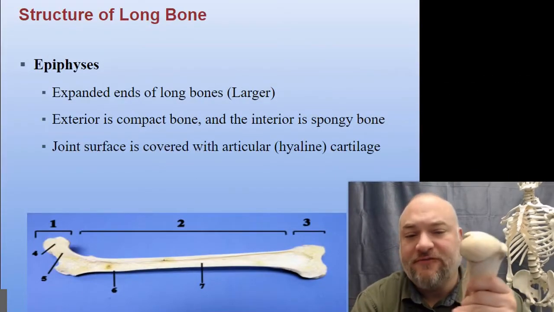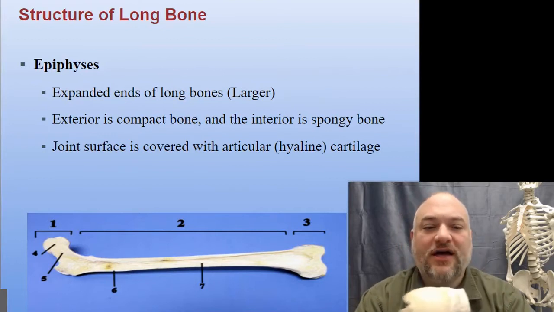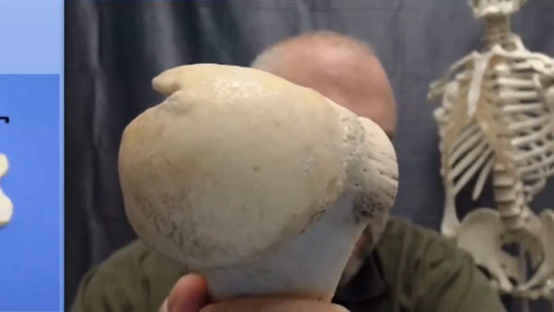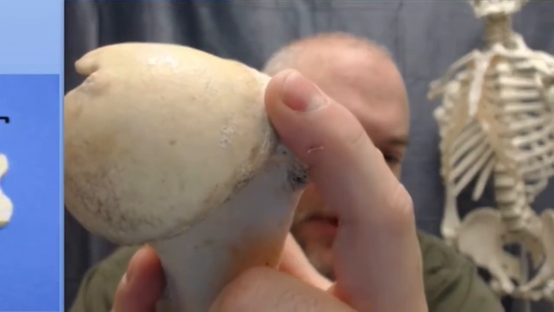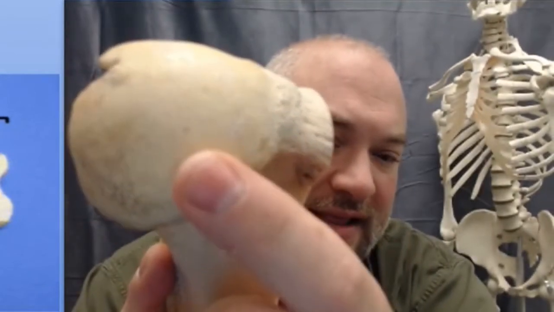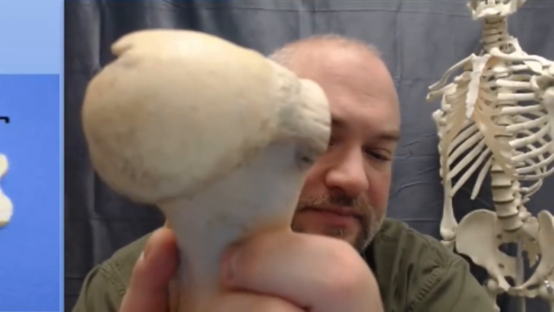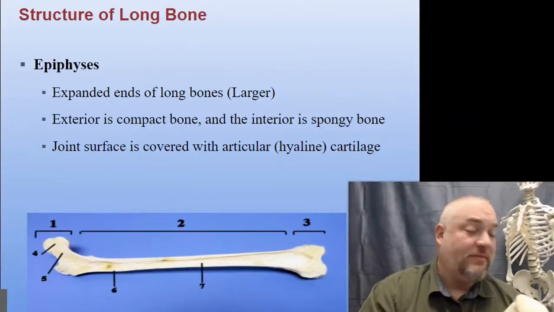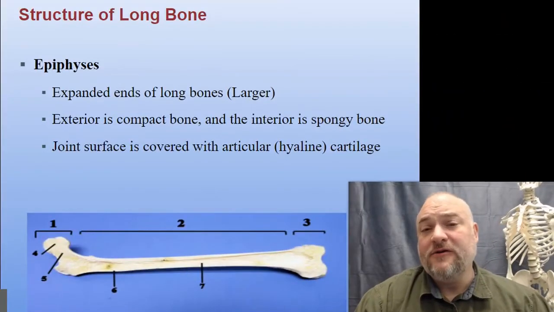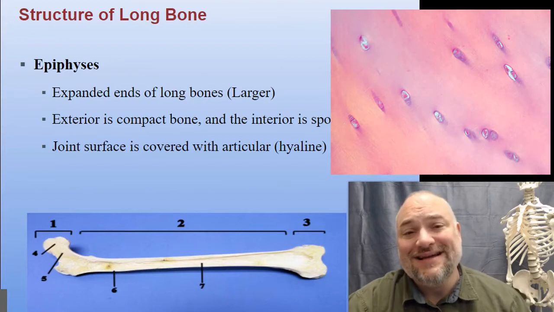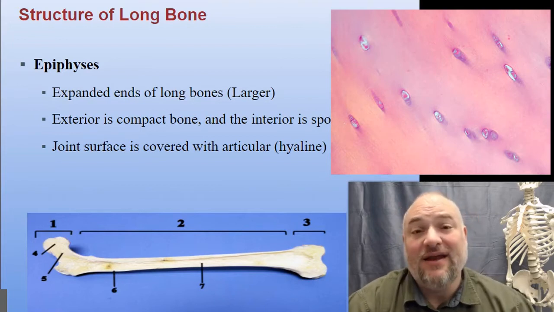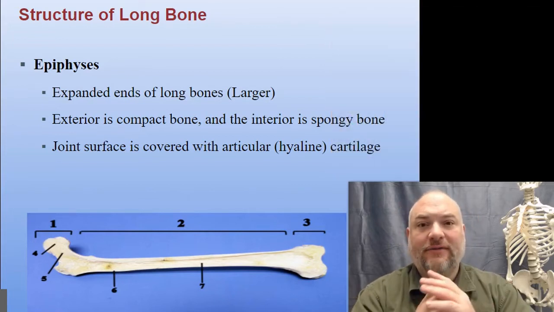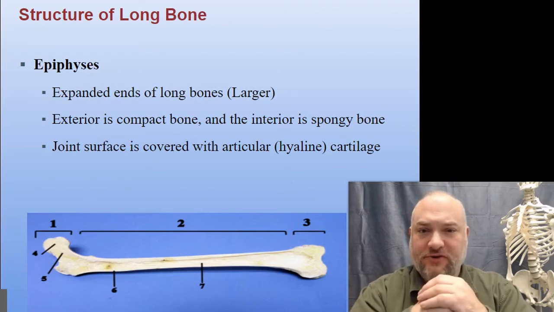The joint surface right here, it's difficult to see on here, but you can kind of see where it's bone, and then there was hyaline cartilage here. Okay? And hyaline cartilage, if you remember from the histology unit, under the microscope, it looks like smooth, hard plastic, and it kind of feels like that. It's really good, like a friction reducer between the bones.